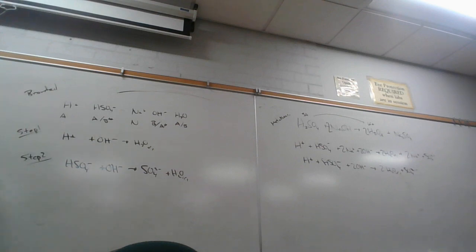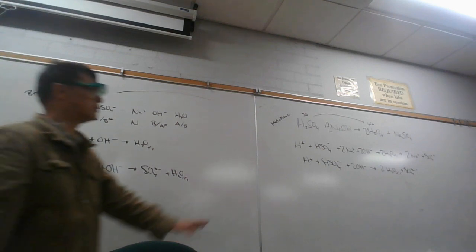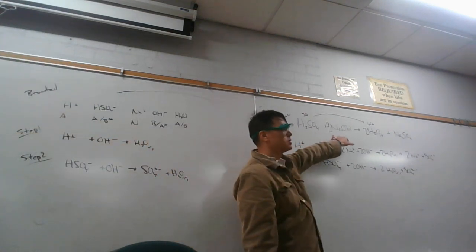So in Bronsted, we do it in 2 steps. In metathesis, we just do it all in 1 step. Do you see the difference? In Bronsted, we're neutralizing one at a time. In metathesis, we're going to just completely do both of them at the same time here.